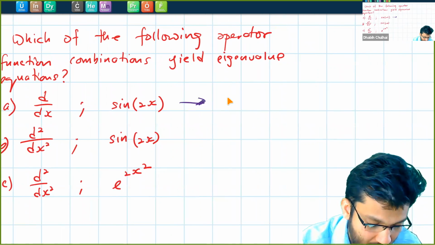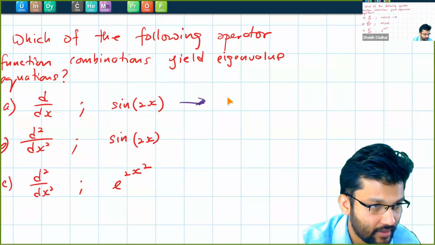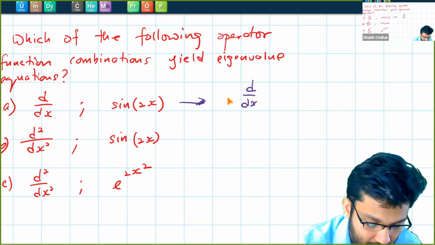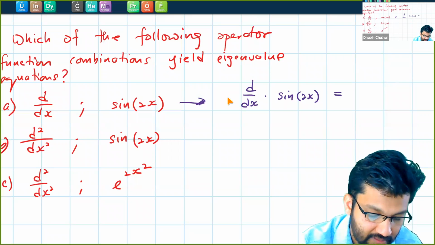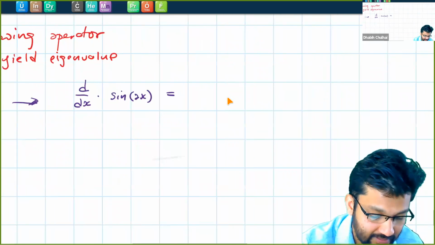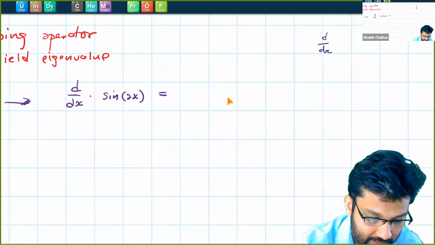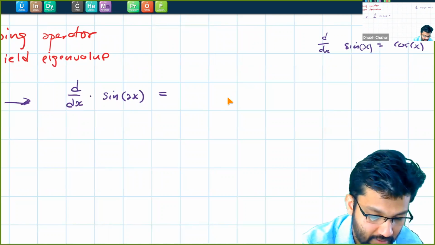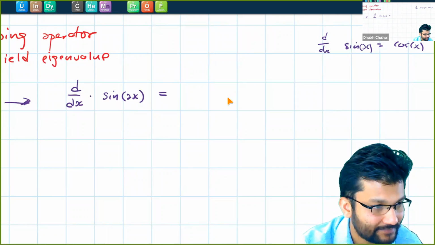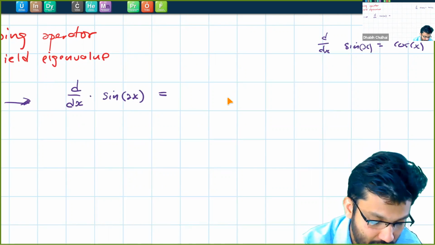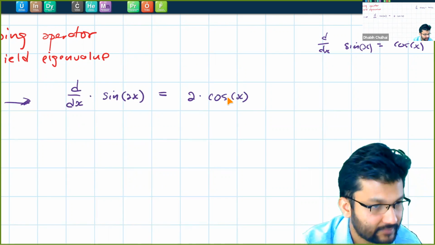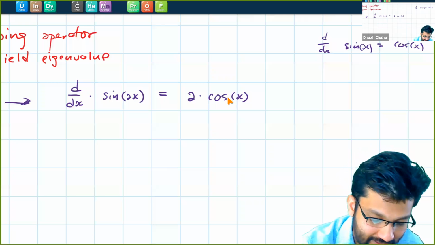So remember, to set up an eigenvalue equation, you need operator and function. So the operator is d/dx. The function is sine 2x. The differential of sine is cosine, right? d/dx of sine x is just cosine x. Everybody remember that? So d/dx of sine 2x is just going to be 2 times cosine 2x. Sorry, cosine 2x.